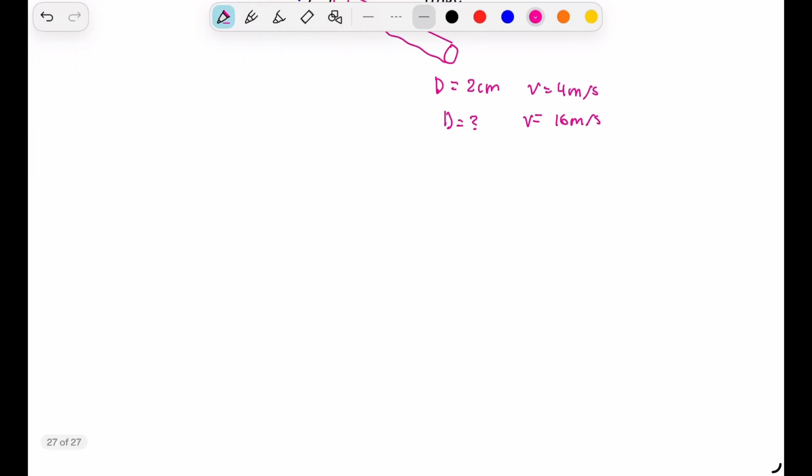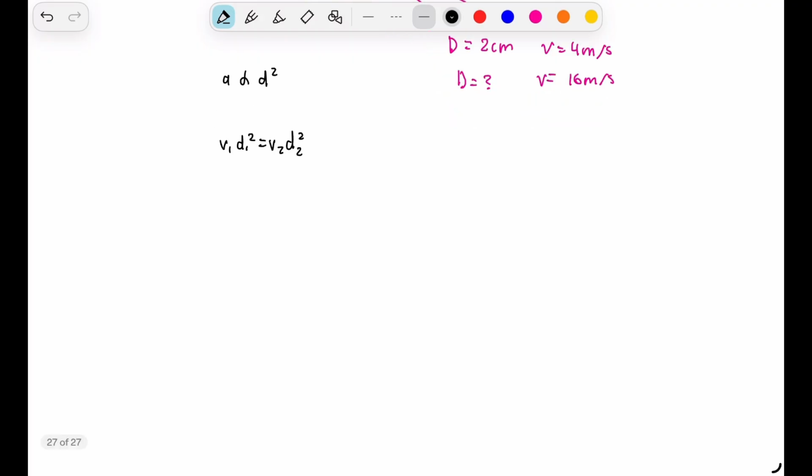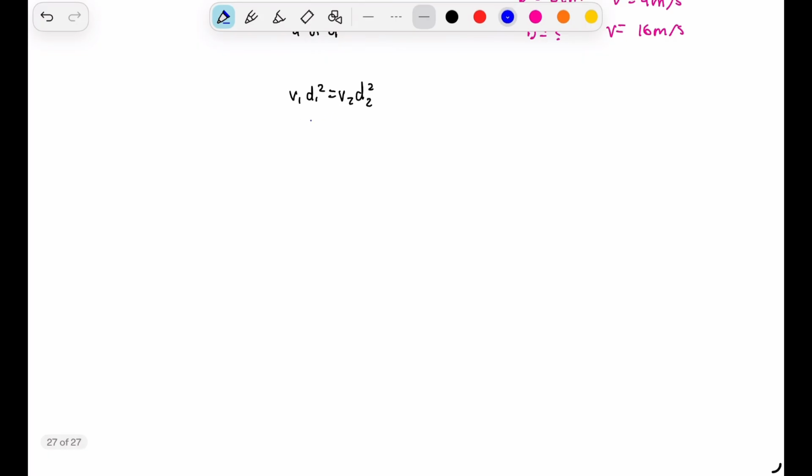So we're going to use our equation that V1 D1 squared is equal to V2 D2 squared. So you see that the area is going to be proportional to the square of the diameter. So all you do is you're going to solve for D2 squared.